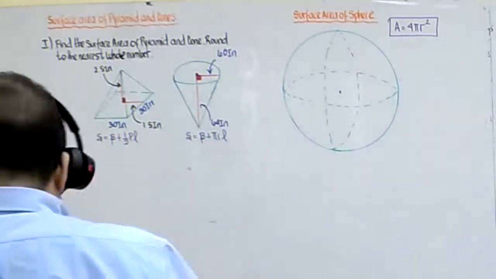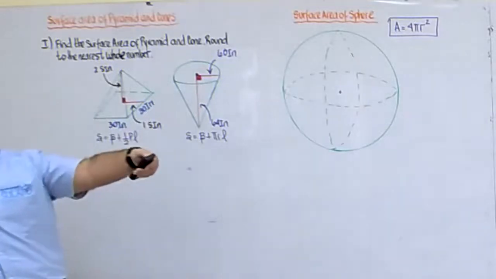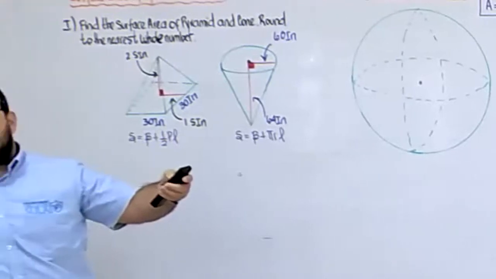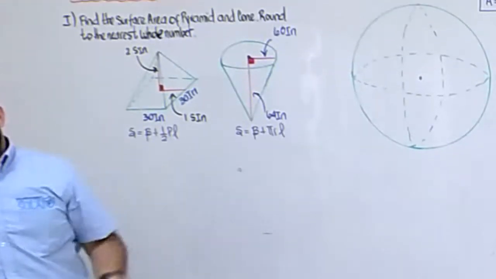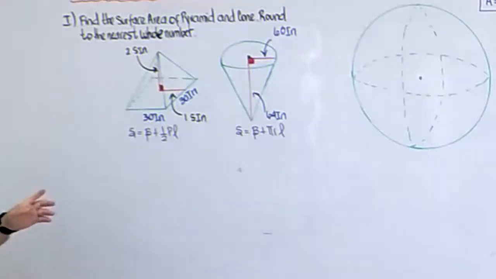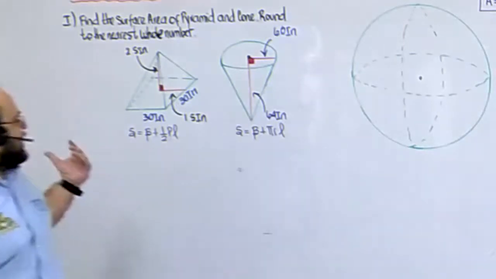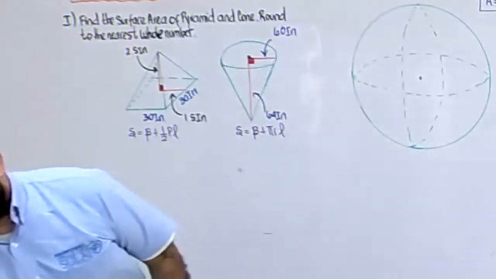In the first one, as you can see, the first thing that we have to do in this problem is make sure we have the entire data. I mean, make sure we have the area of the base, the perimeter, and the slant height.